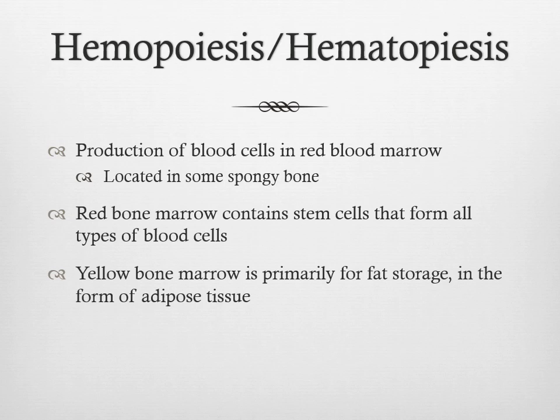In the rest of the long bone, we have yellow bone marrow. Yellow bone marrow is primarily made up of adipose, and so we have energy storage here inside those long bones.